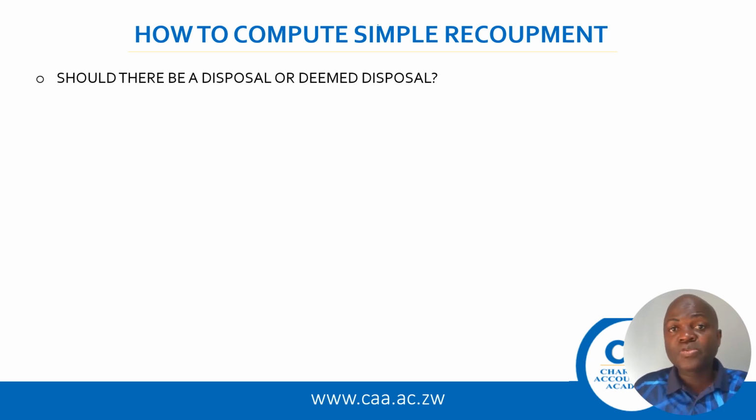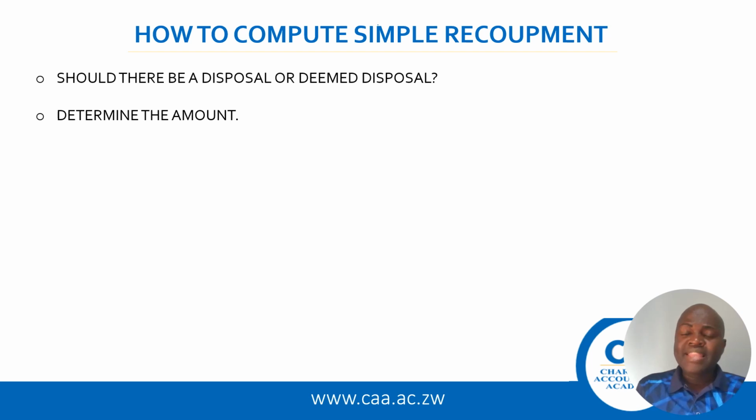Other examples of deemed disposals you can look into in the Income Tax Act, where you have things like an asset sold by a court order, in recovery of debt, and so on. So you need a disposal. The amount for the disposal sometimes is pretty clear. In my example, I've just told you 30K.